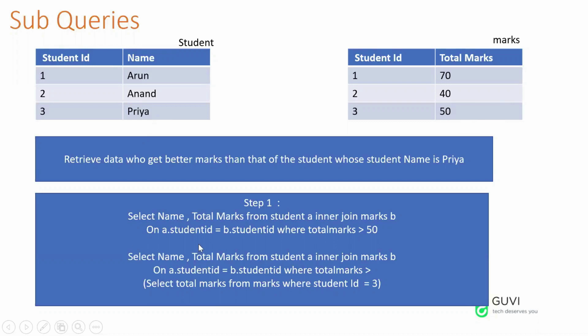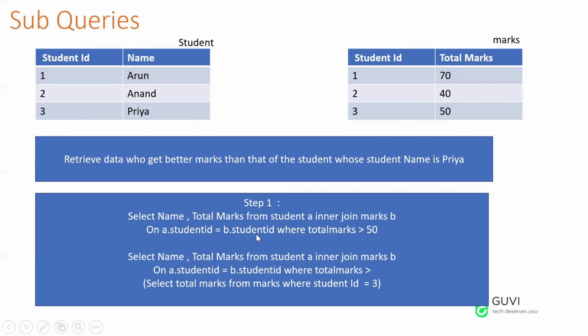So in step one, we write a query to join these two tables, where total marks is greater than 50. Priya got 50, that's why we put this. When we execute this query, we get the output showing which student got more marks than Priya. Arun has got more marks than Priya, so he got 70 marks. We are going to get this as the output when you execute this query.